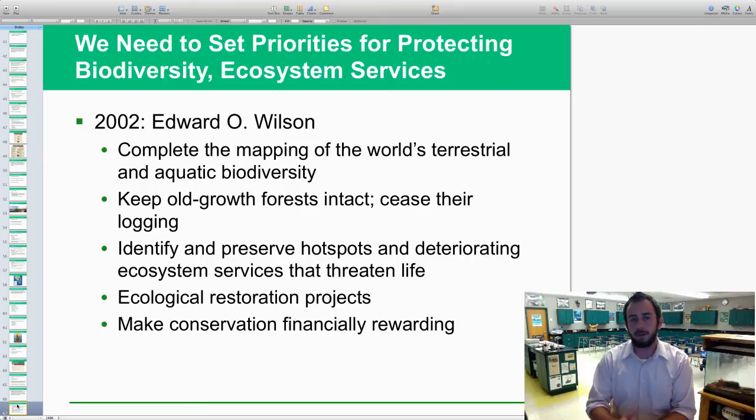He said to keep old growth forests intact and cease their logging, because they are very valuable resources. They have been untouched, they're very old, and have lots of diversity among them. Identify and preserve hotspots and deteriorating ecosystem services that threaten the life of the organisms in those ecosystems, and then push for ecological restoration projects and make conservation financially rewarding, which has been hard. A lot of people don't like hitting their pocketbooks when they're just trying to do something nice for the environment. So how do you make conservation itself rewarding for all parties, not just financially, but also morally? Those are a couple of his main priorities in protecting biodiversity.